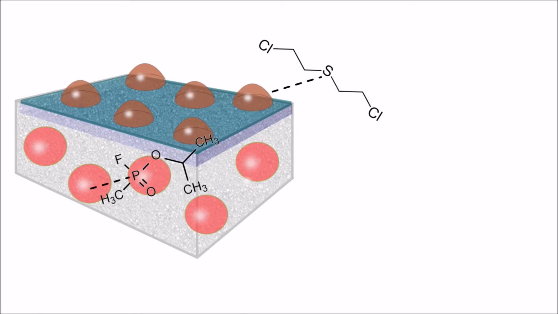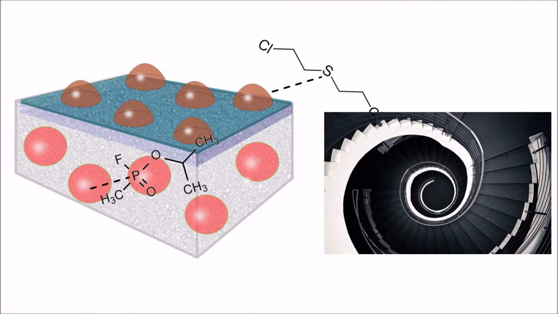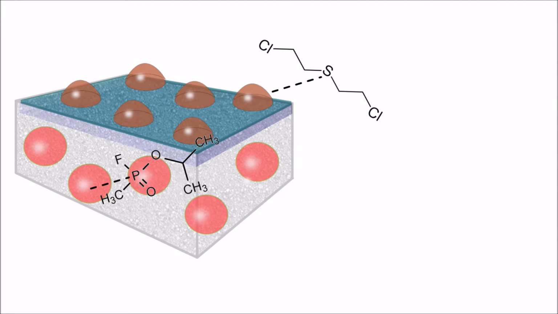Think of the energy required to go 30 floors using the stairs. It would be quite exhausting. But if you use the elevator to go to the same floor, you will not even break a sweat. And this is what a catalyst does. It reduces the energy required for a reaction to proceed into its products.